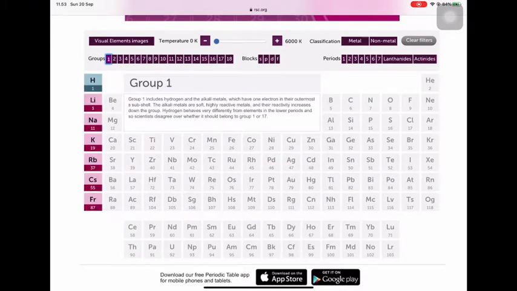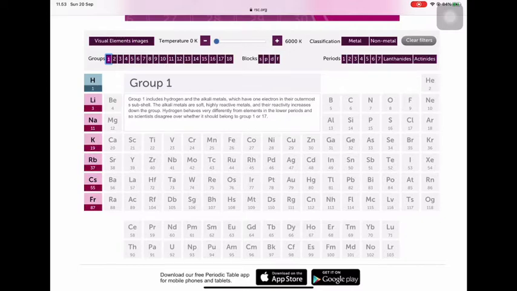Yeah, the first group includes hydrogen and the rest of the alkali metals. They have one electron in their outermost s orbital or s subshell. They are soft, highly reactive, and the reactivity normally increases down the group. The size of the atom also increases down the group, with hydrogen being the smallest and francium, Fr, being the largest.